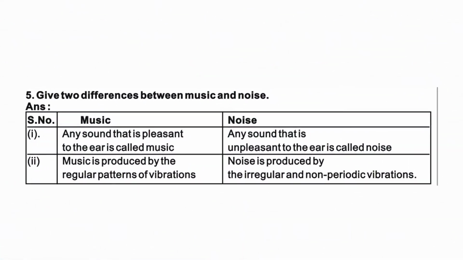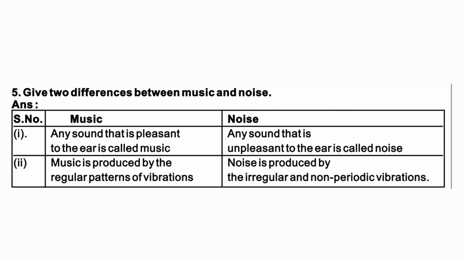Fifth question, give two differences between music and noise. Music: any sound that is pleasant to the ear is called music. Noise: any sound that is unpleasant to the ear is called noise. Music is produced by regular patterns of vibrations. Noise is produced by irregular and non-periodic vibrations.